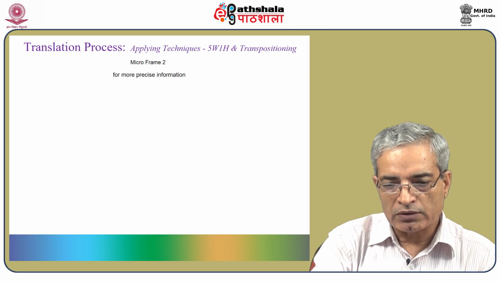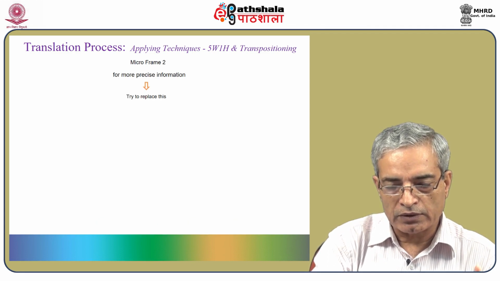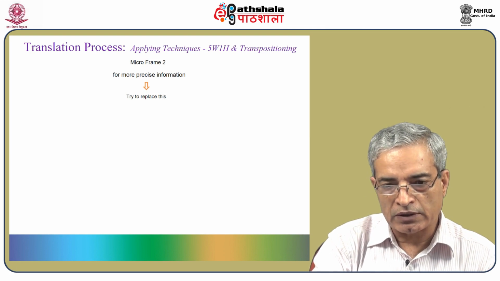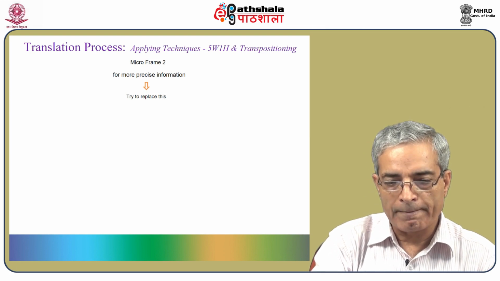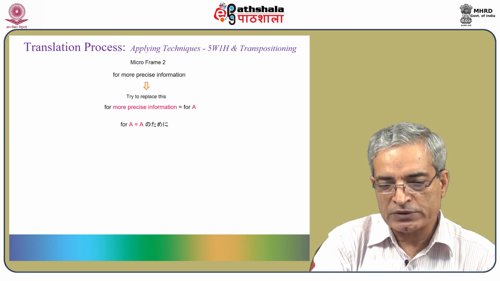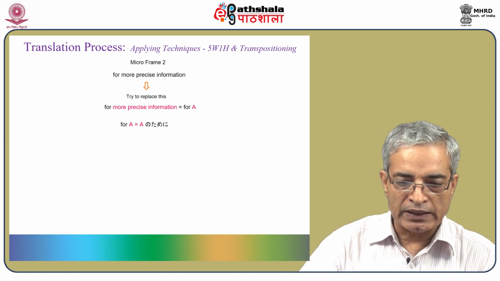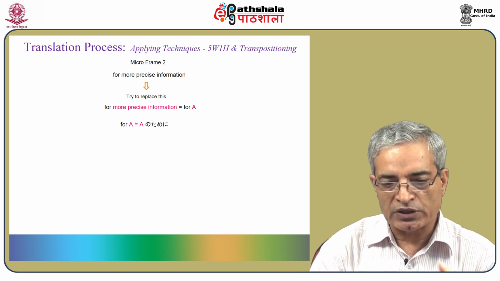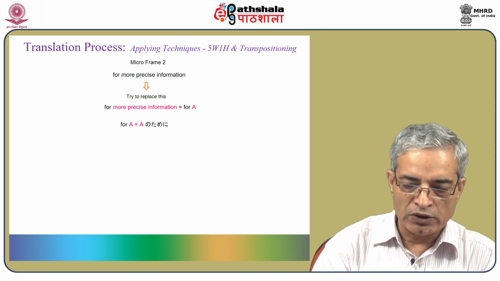Let's do the same thing on microframe 2 through a different process, the process which we had used earlier also, by replacing or simplifying the portion. So for more precise information, it's for A, that is more precise information becomes A, and for A is A no tameni.